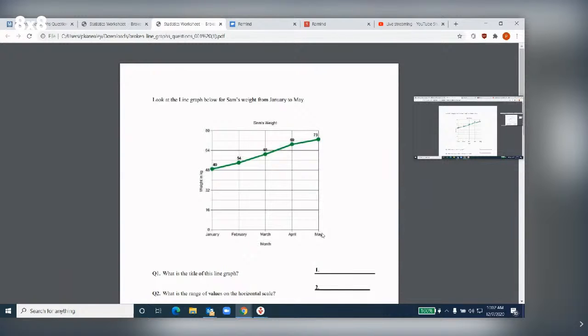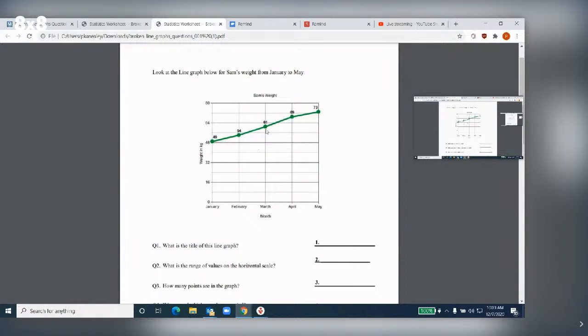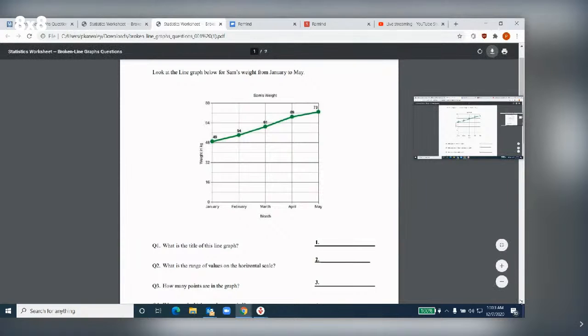So that would be the range. Range is kind of start and finish. So we're looking at 5 months. So you can either put 5 months, you can put January to May, whatever you think is going to be easier for you. Then it says how many points are on the graph. So we're going to look at 1, 2, 3, 4, 5. And that makes sense because we are looking at Sam's weight for 5 months from January to May. And then if you just look up, he's got a point for every month. So each month he's kind of weighing himself. So it'd be 5 points are on this graph.